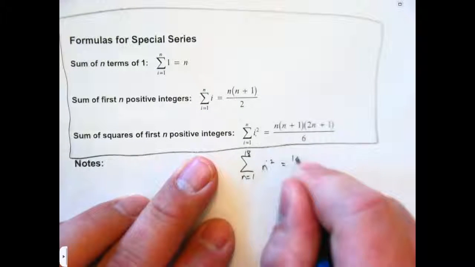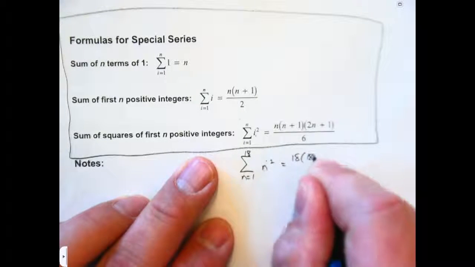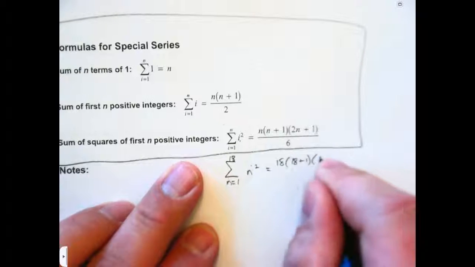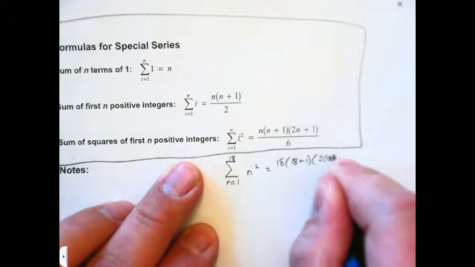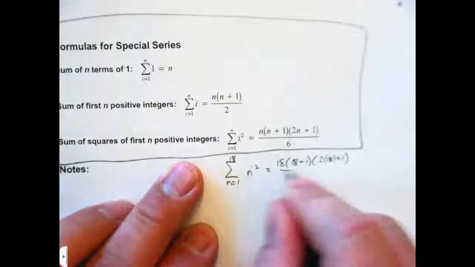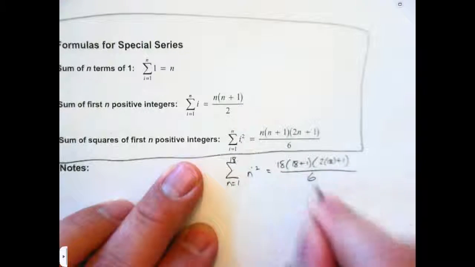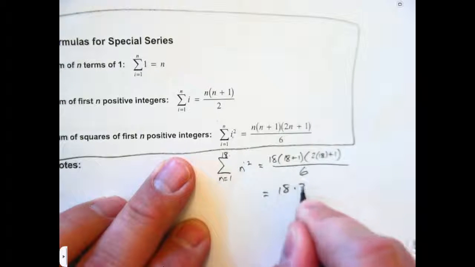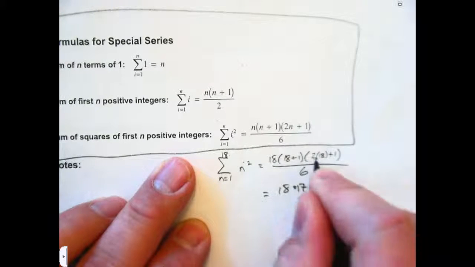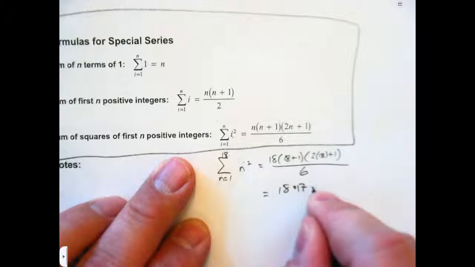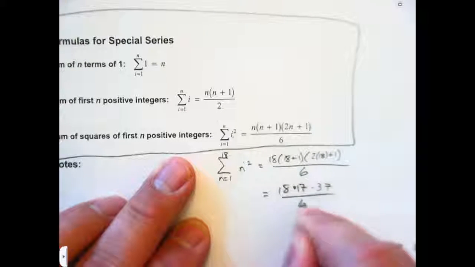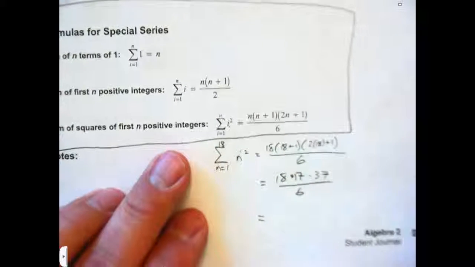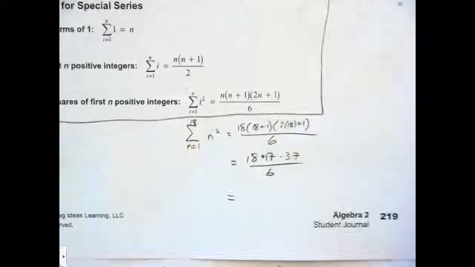So I'd have 18 times 18 plus 1 times 2 times 18 plus 1. Notice I'm just putting 18 in, my upper limit, for all the n's. So it'd be 18 times 17. And this quantity is 36, 37, all over 6. Which would be a lot faster than adding them all up by hand. Right?